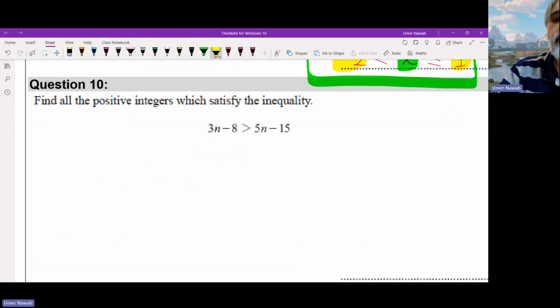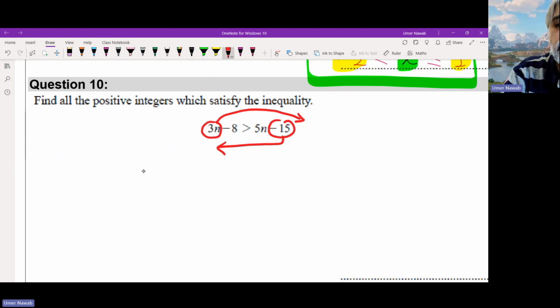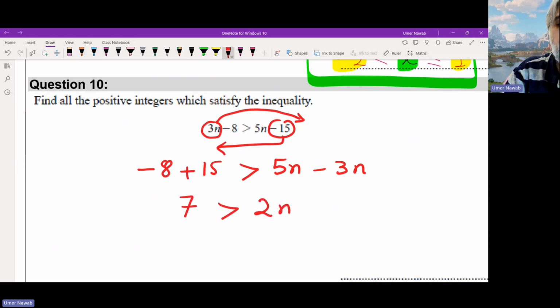Now, question number 10, we need to reorganize our equations. I send the 3n to the right, and minus 15 to the left. So minus 8 plus 15 is greater than 5n minus 3n. So minus 8 plus 15 is 7, greater than 2n. And then, guys, 7 divided by 2, n is less than 7 over 2. 7 over 2 is 3.5.